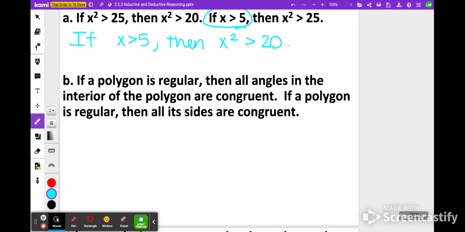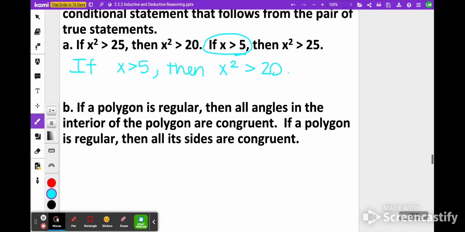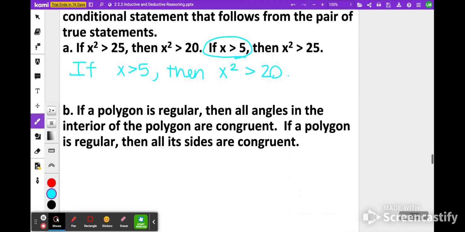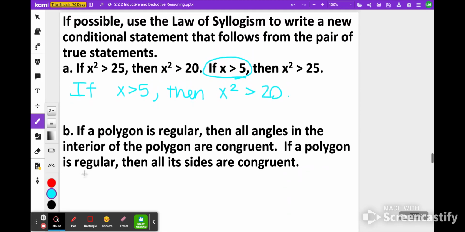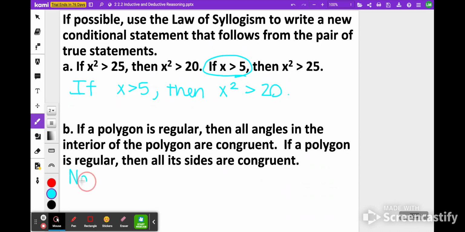How about this one, though? If a polygon is regular, then all angles in the interior of the polygon are congruent. If a polygon is regular, then all its sides are congruent. Okay? For this sake of reasons, we will not be able to use the law of syllogism. So not possible.